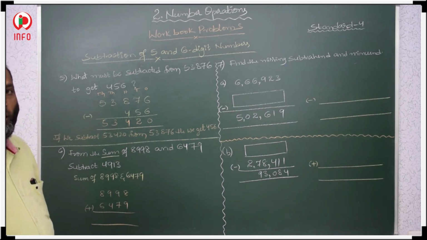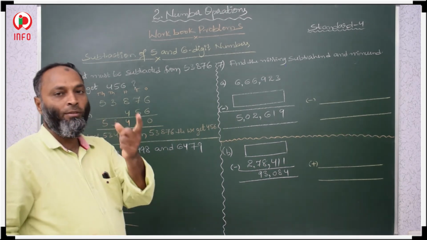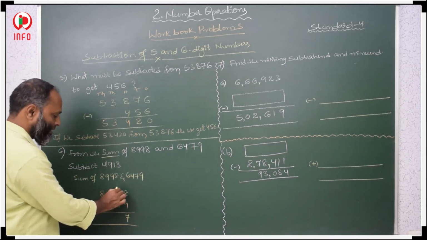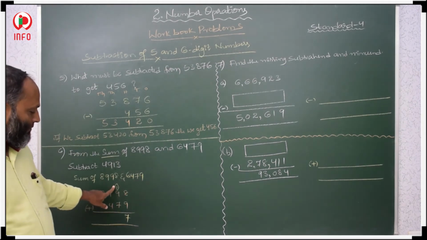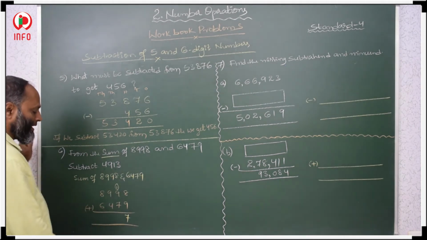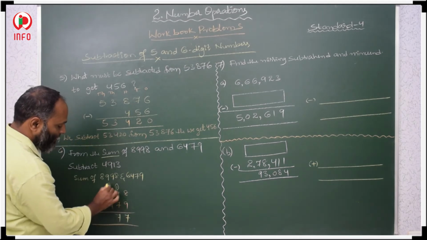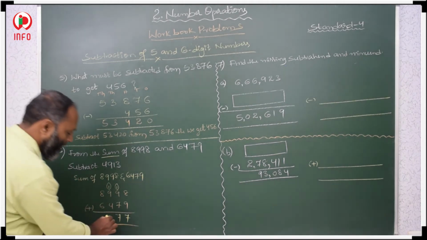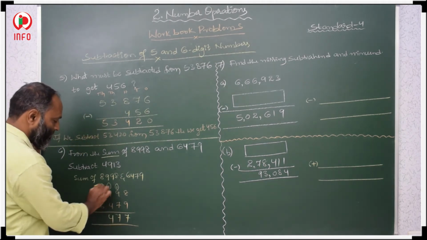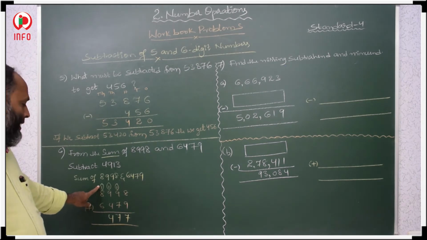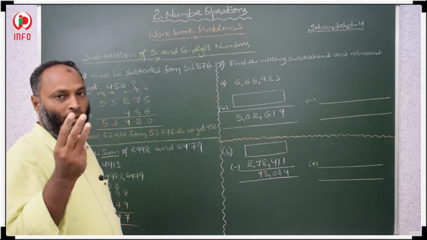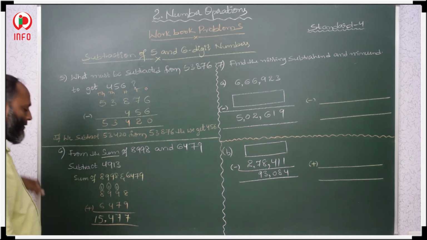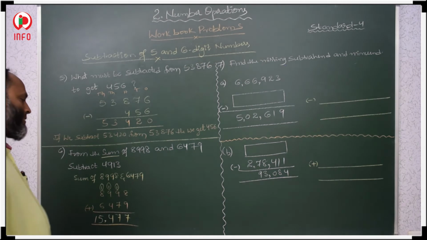8 plus 9: 9, 10, 11, 12, 13, 14, 15, 16, 17. 17, regrouping: 7 ones and 1 tens. 9 plus 1, 10. 10 plus 7, very easy, 17. 17 means 7 tens, 1 hundred. 9 plus 1 is 10. 10 plus 4, 14. 4 hundreds, 1 thousand. 8 plus 1, 9. 9 plus 6: 10, 11, 12, 13, 14 and 15. 15,477. So now what we have to do?